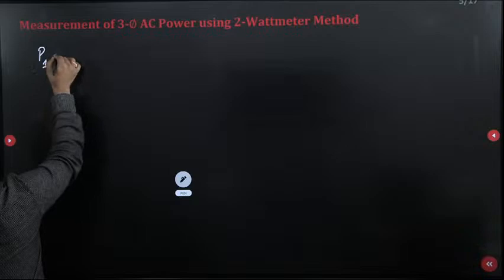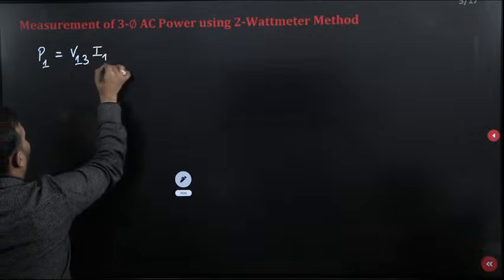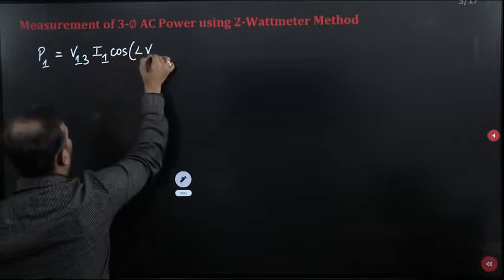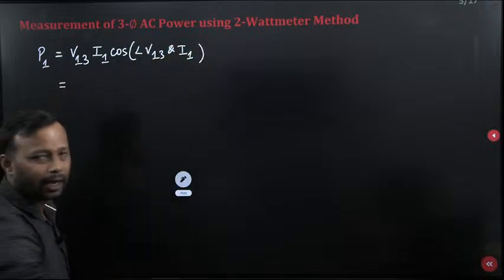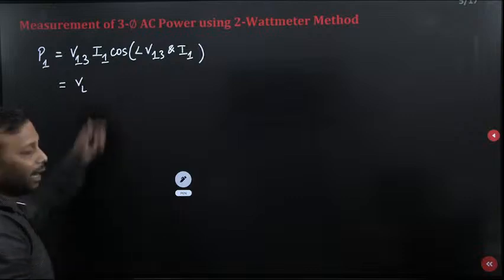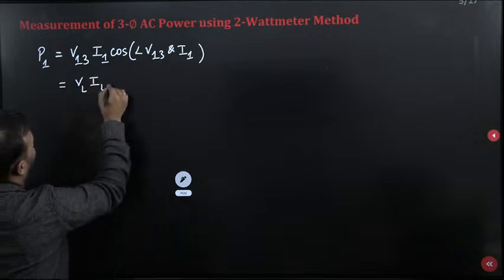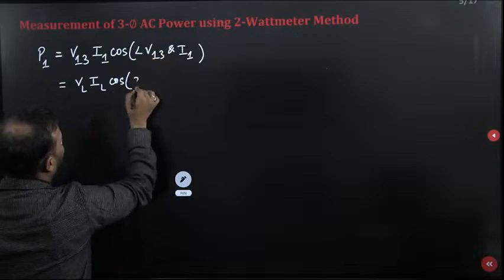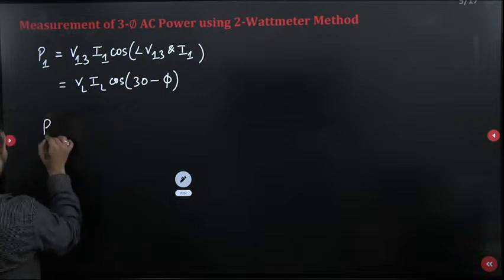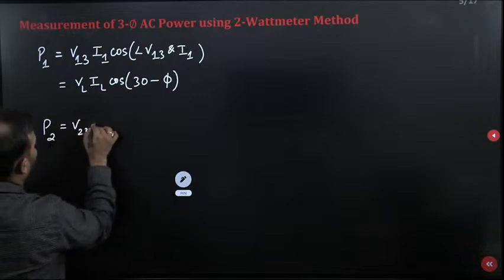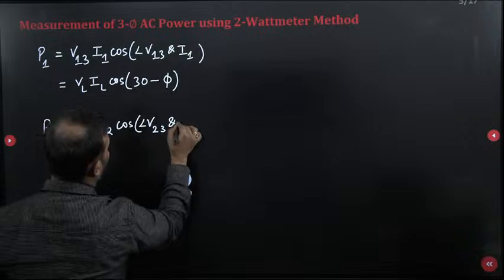So if I talk about P1, wattmeter 1 reading, which is equal to V13 I1 cos of angle between V13 and I1. Okay. So V13 is what? Line voltage, as I told you. And I1 is what? Phase current, which is equal to line current in star connection. So this is your IL. Cos of this, we got 30 minus 5. Done.